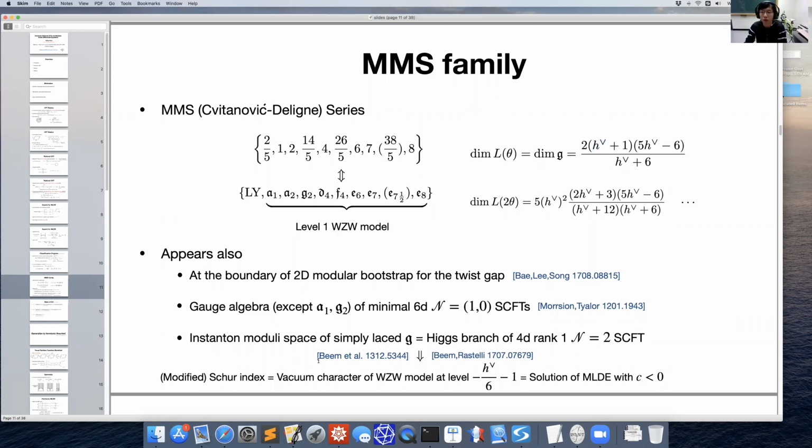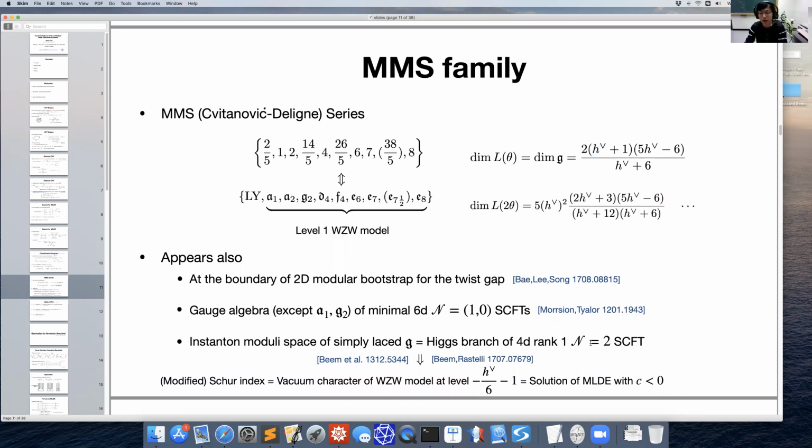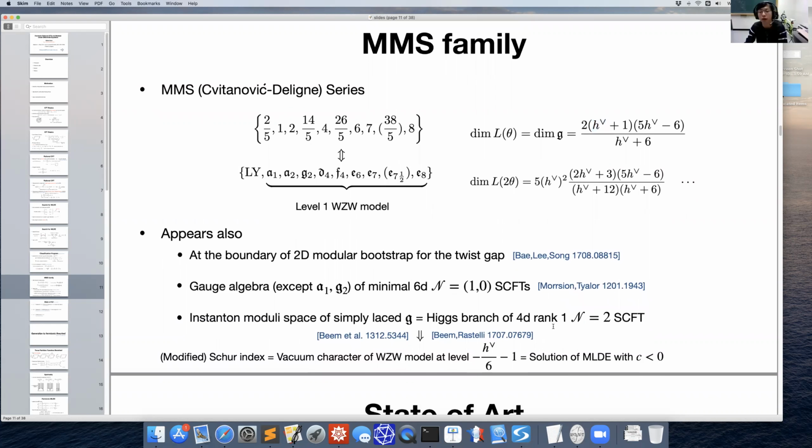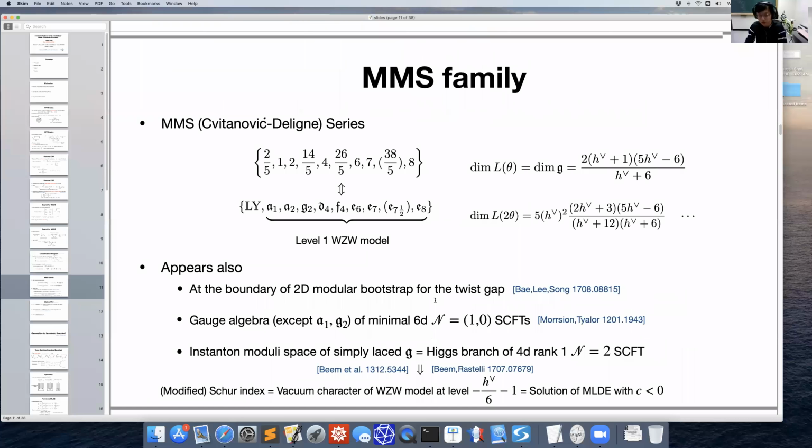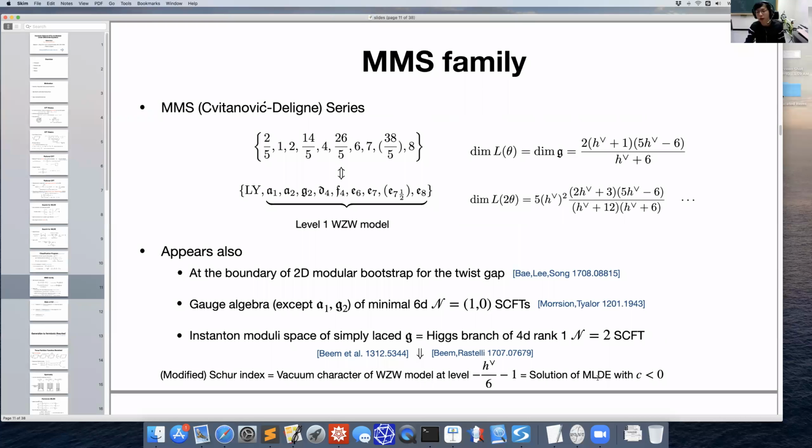And due to the beautiful work by Beem, Rastelli, and their collaborators, this 4D SCFT can be mapped to a 2D chiral algebra. The Schur index of this 4D SCFT can be identified with the vacuum character of the Wess-Zumino-Witten model at this negative level. Interestingly, these characters are also solutions to this MLDE, but now they describe a non-unitary family. So here is a unitary family, but this can also describe a non-unitary family of WZW models. This shows the power of this MLDE.